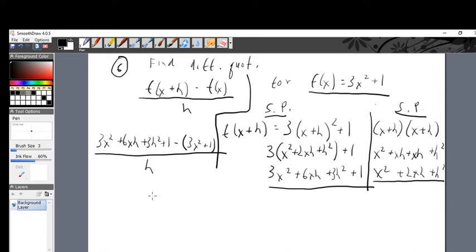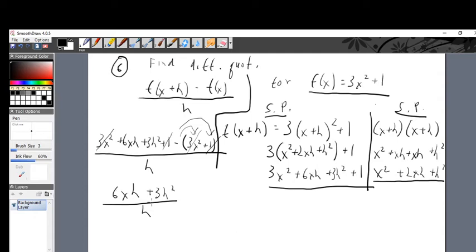What's this equal to? How much is 3x squared minus 3x squared? They're gone. How much is plus 1 and this negative? Don't forget the negative applies to both. So how much is plus 1 and negative 1? They're gone. What's left standing over here? The only thing left after all that work is 6xh plus 3h squared over h.